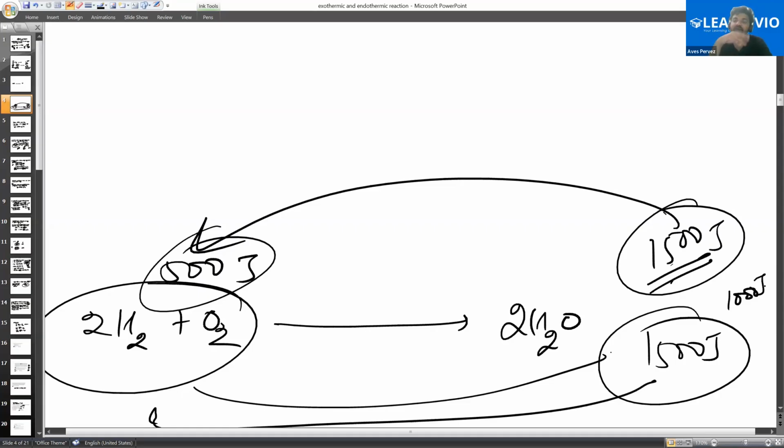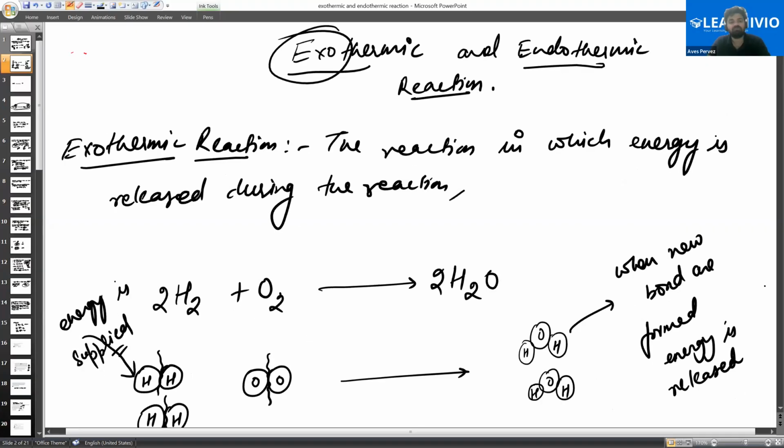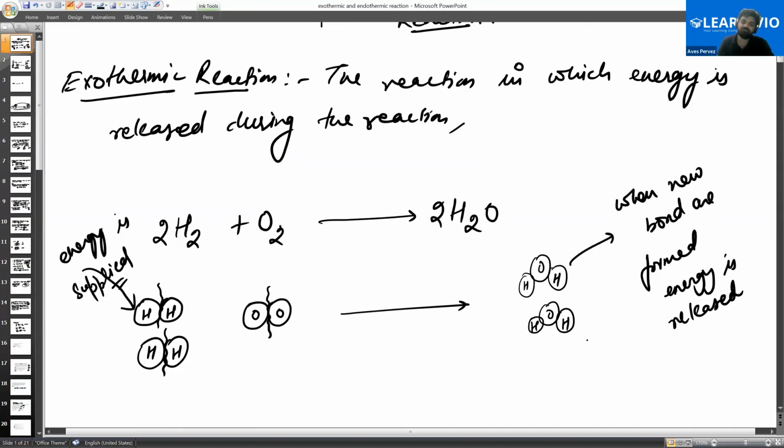So, because this is a spontaneous reaction, exothermic reactions are spontaneous reactions. Once they start, they keep on moving. Got it? So please note it down. When a bond is formed, energy is released; when a bond is broken, energy is supplied.